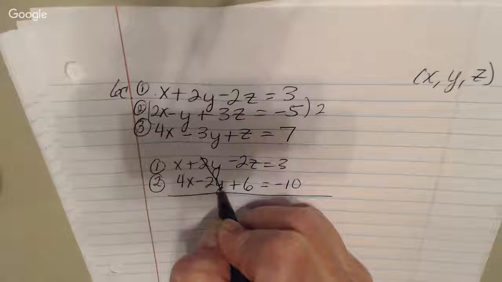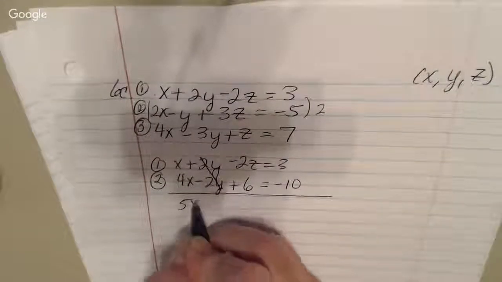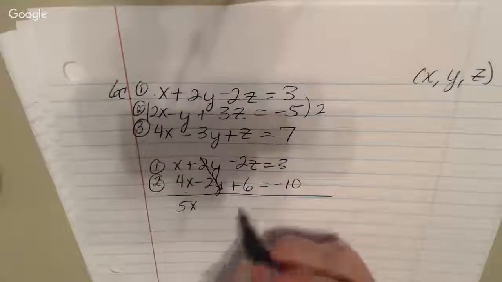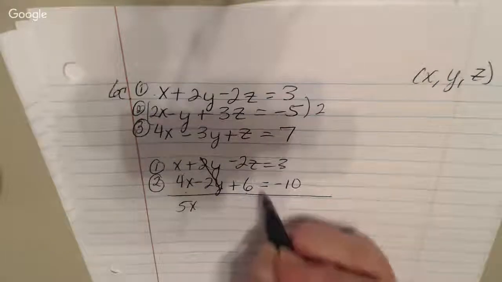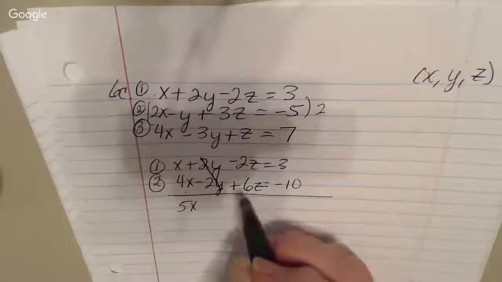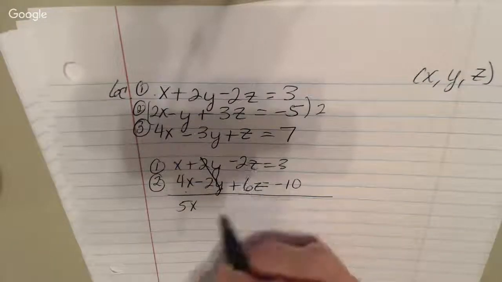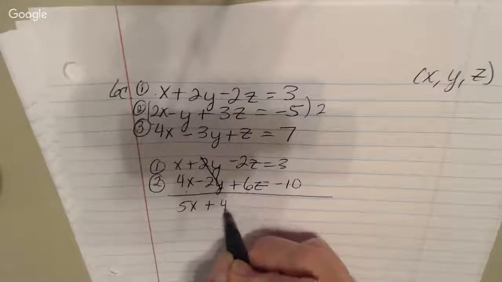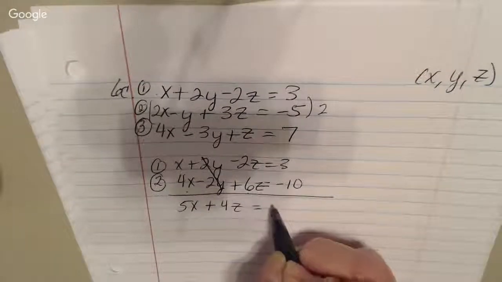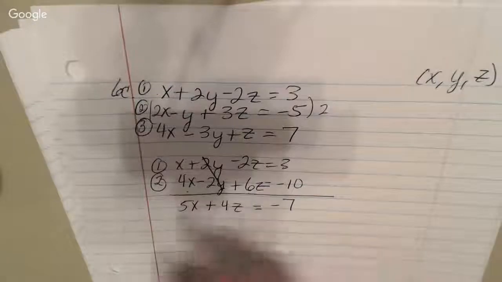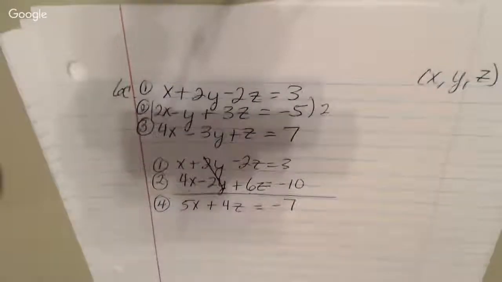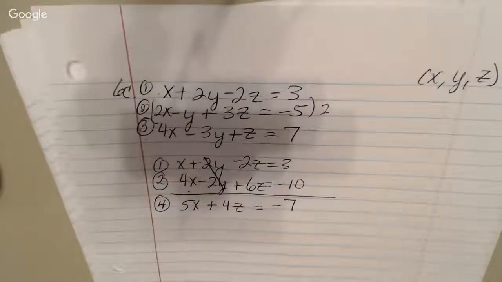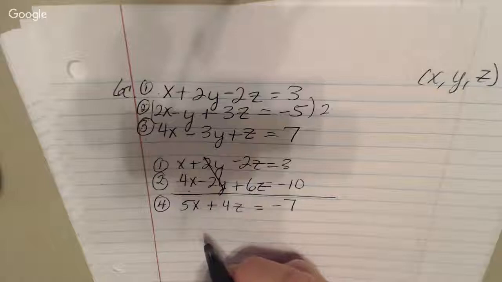This cancels. I got 5x here. I'm adding now. Here, that's a z. Don't want to lose my z. This cancels, and I get plus 4z equals -7. And I'm going to call this equation number 4. I've created a new equation that doesn't have a y, has only an x and a z. Okay. Now, I've got to do that again.